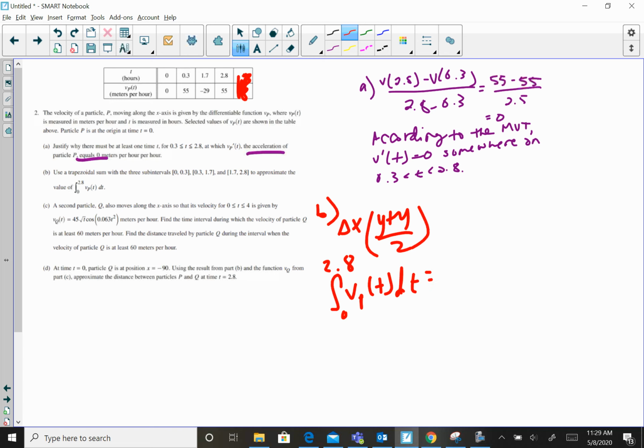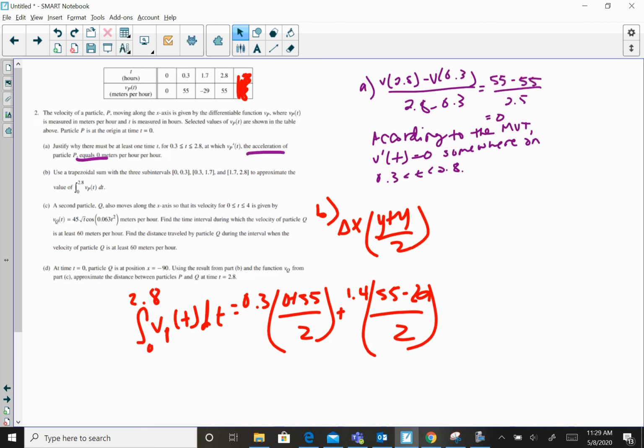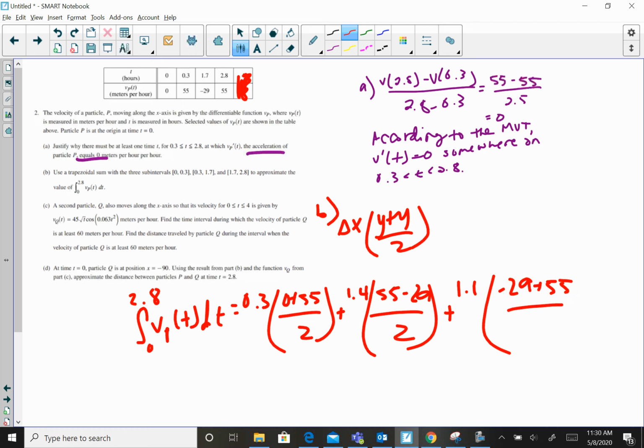I've got 0.3 times my two y values, 0 plus 55 over 2, plus my next delta x, 1.4, times y plus y, 55 minus 29 over 2, plus my next delta x, from 1.7 to 2.8, that's 1.1, times negative 29 plus 55 over 2. And I'm just going to put this in my calculator.